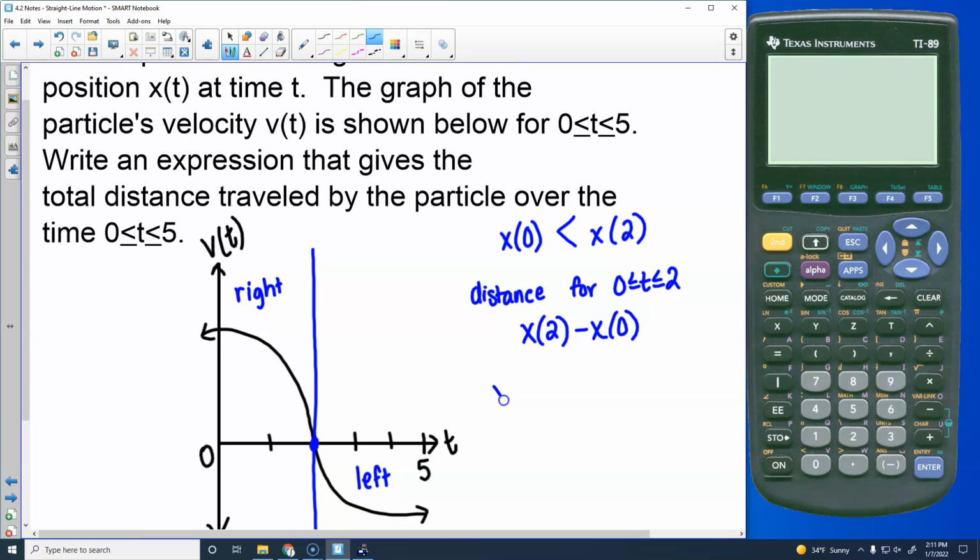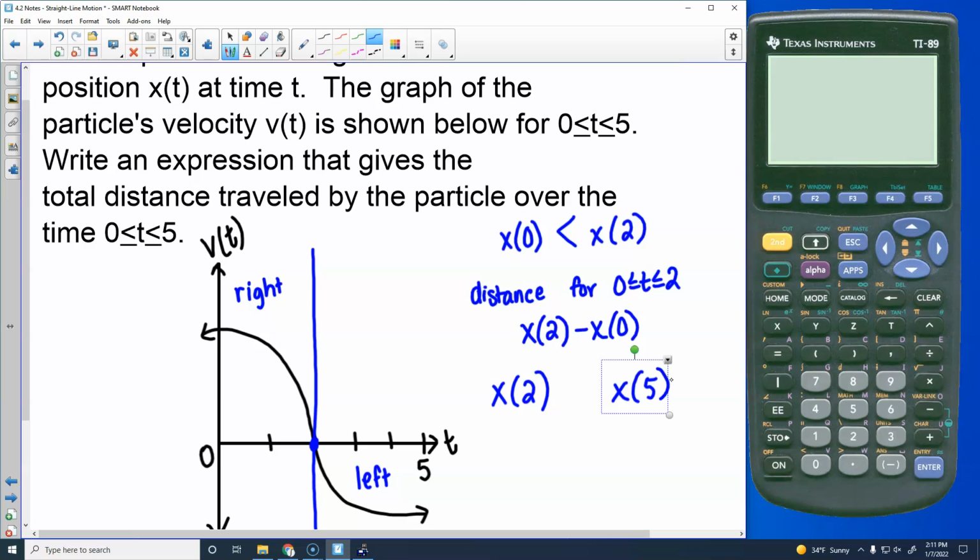So if I'm thinking about x of 2 and x of 5, position at 2 and position at 5. From 0 to 2, my particle went from here over to here somewhere. Now we're at this point. From 2 to 5, we move to the left. So right here is x of 2, right here is x of 5. Which one's going to have the greater value here, x of 2 or x of 5? 2 is on the right side.